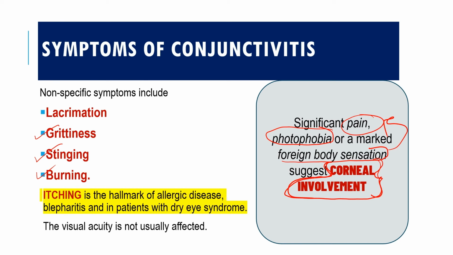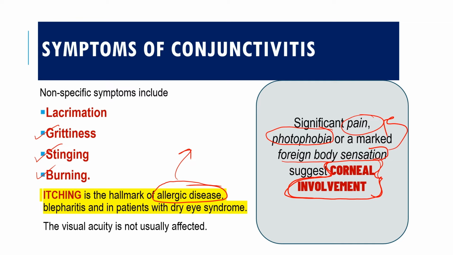Now, another important symptom is that of itching. Sometimes the patient will actually complain of itching. So whenever you see a patient with a conjunctivitis-like picture, that means redness, and there's itching, you actually have to think about three conditions. The first condition that you have to think of, and the most common one, is allergic conjunctivitis. Usually in allergy, there will be a marked amount of itching. That happens because of the mast cell response.